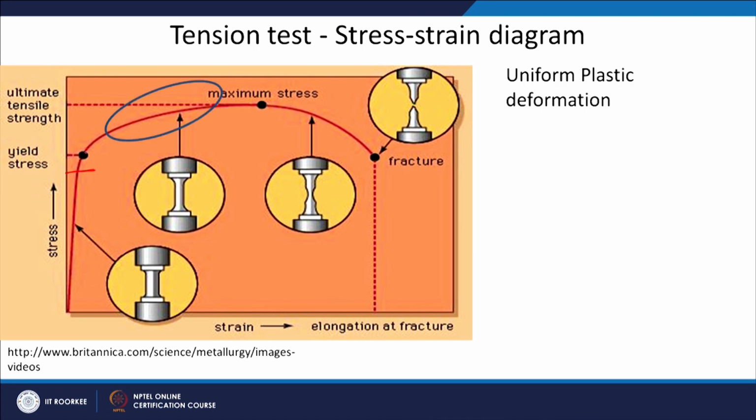And this is where you will get uniform plastic deformation. After the yield point, yield is where your material started showing plastic deformation, you will have plastic deformation. In that also we are dividing the deformation into two parts. One is what we are calling uniform plastic deformation. During this time, if you see these two samples here, initially when the elastic deformation was there, you can see that the cross sectional area has reduced from here to here and the length has increased. But the cross sectional reduction is uniform throughout the sample, the same cross sectional area is there throughout the sample.